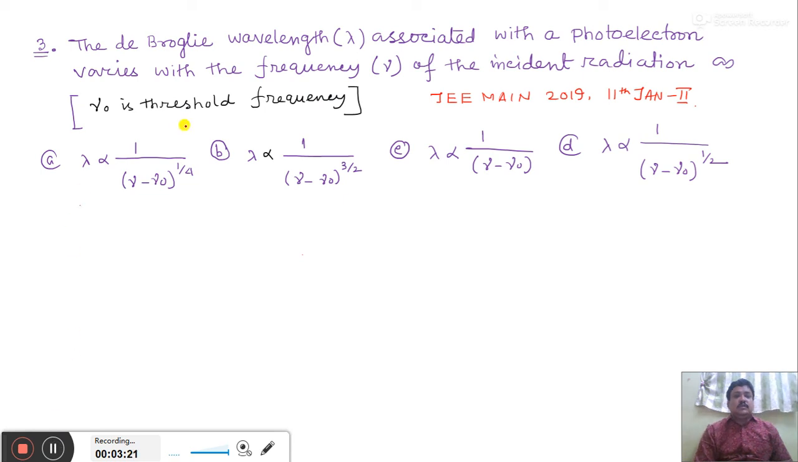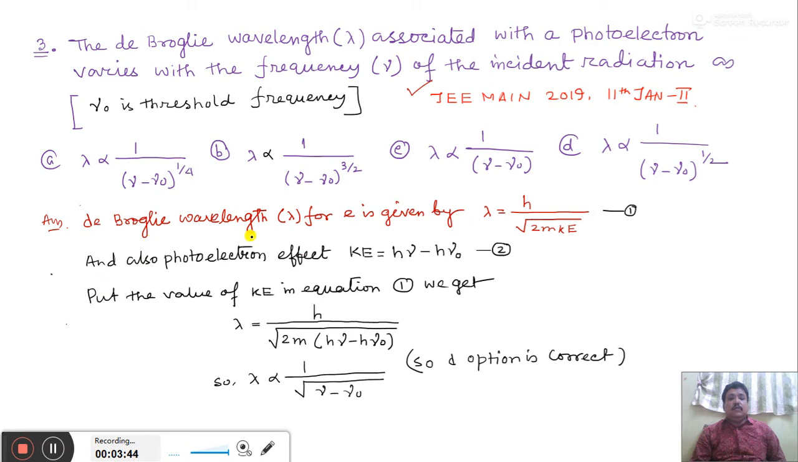My next question is: the de Broglie wavelength associated with the photoelectron varies with the frequency nu of the incident radiation as in the following four options, where nu 0 is the threshold frequency. This question came in the JEE Main 2019 exam.